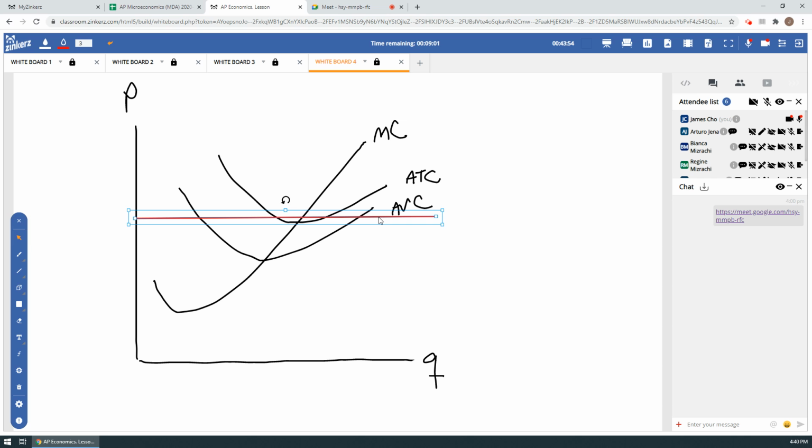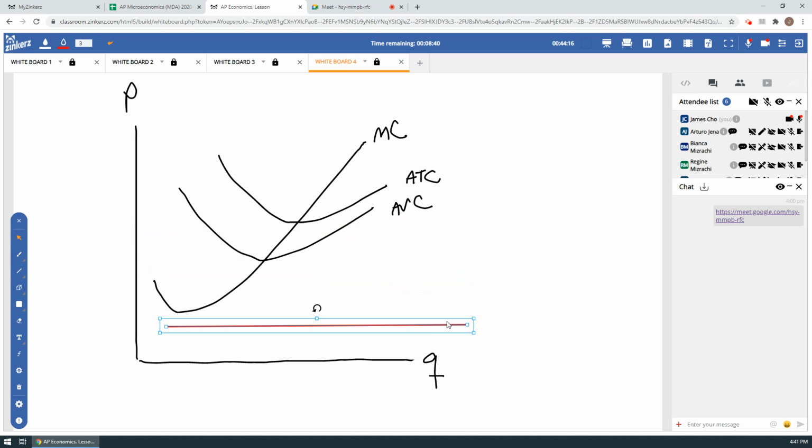Okay? Because what's happening here? Ah, a loss. Now I start to earn losses. What happens right here? This is the long run, okay, because I have zero profits, but I also have zero losses. That's long run equilibrium. Okay, so this is actually a very, very important point.